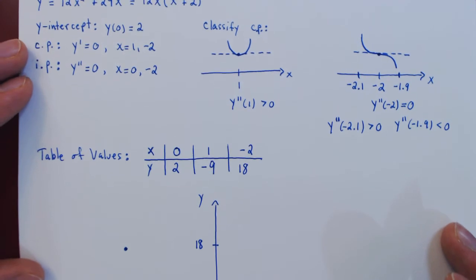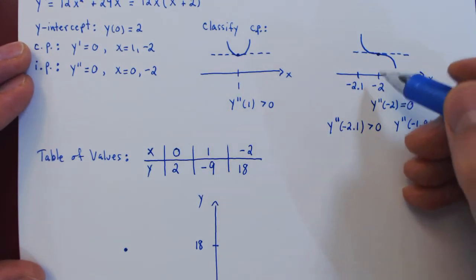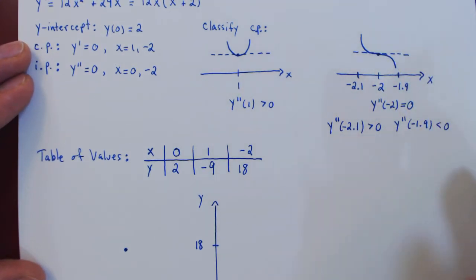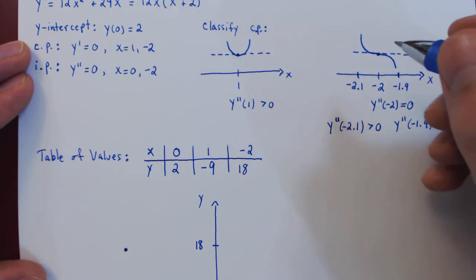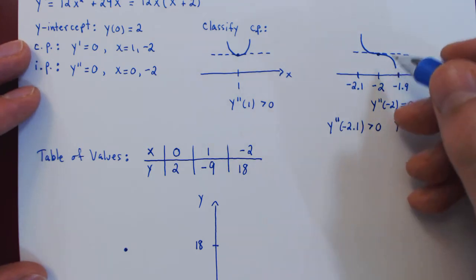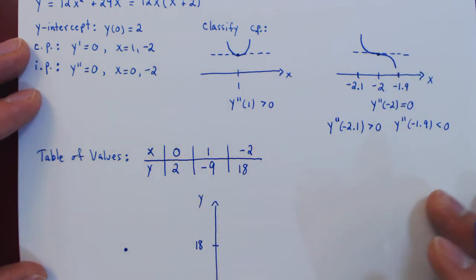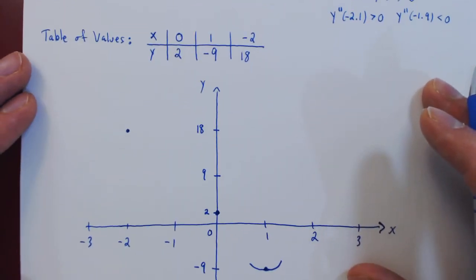Then we had a slightly more interesting critical point at negative 2, where there is a change in concavity from concave up on the left to down on the right. But at negative 2, the curve is flat. So let's paste this onto the point x equals negative 2.